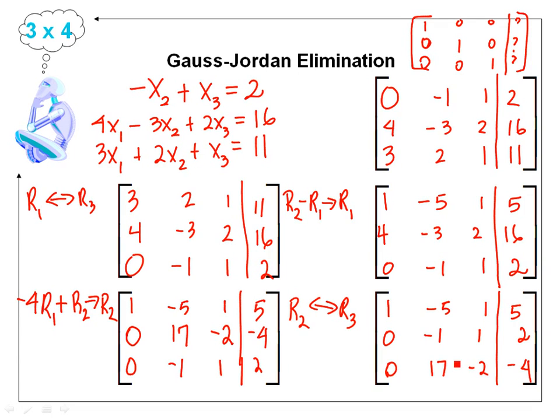Alright, so we just swapped out row 2 and row 3, and in order to make this -1 a positive 1, all we really have to do is multiply this row by a -1. Okay, so I'm going to rewrite this matrix back over, and then we're going to perform the operation of multiplying row 2 by -1.